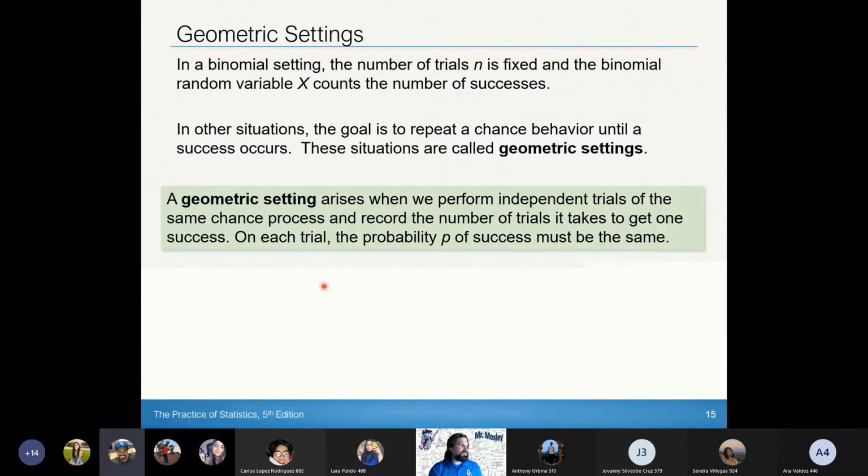So this is a geometric setting. If you're asked how long or how many trials we expect it to take for the first success to occur, that's going to be geometric, as long as the probability of success is the same for each trial.